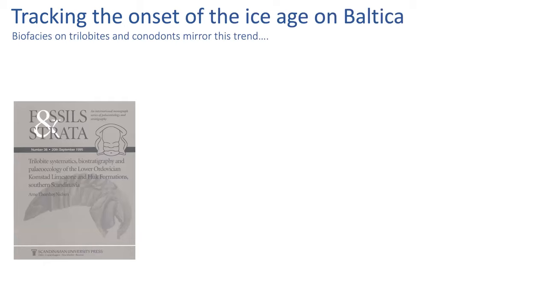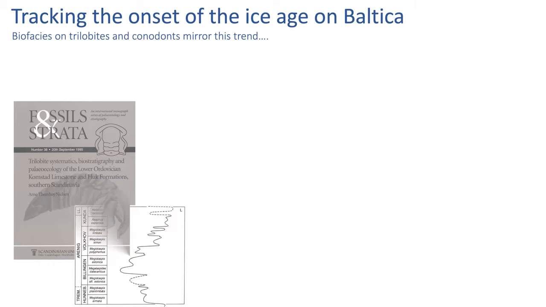This is Arne Nielsen's blockbuster from 1995. If we look here, also based on biophases, he constructed a sea level curve where you see that there is a sea level lowering, a big sea level lowering, I should say, in the top Volkhov and into the Kundan of the Baltic regional stages. So this is basically the topmost Oepikian and into the lowermost Darwinian.